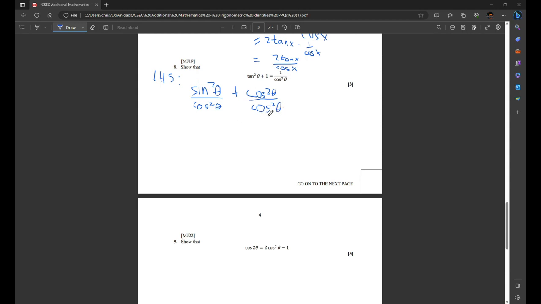So what becomes clear to us now is that we have a sine squared theta plus cos squared theta on the top of the fraction, right? And again, since it's the same denominator, we can rewrite that as one fraction by itself, which is sine squared theta plus cos squared theta over cos squared theta. So that sine squared theta plus cos squared theta on the top is literally our Pythagorean identity, which, if you remember, is sine squared theta plus cos squared theta is equal to 1. So just like that, we have proven the identity. There it is.